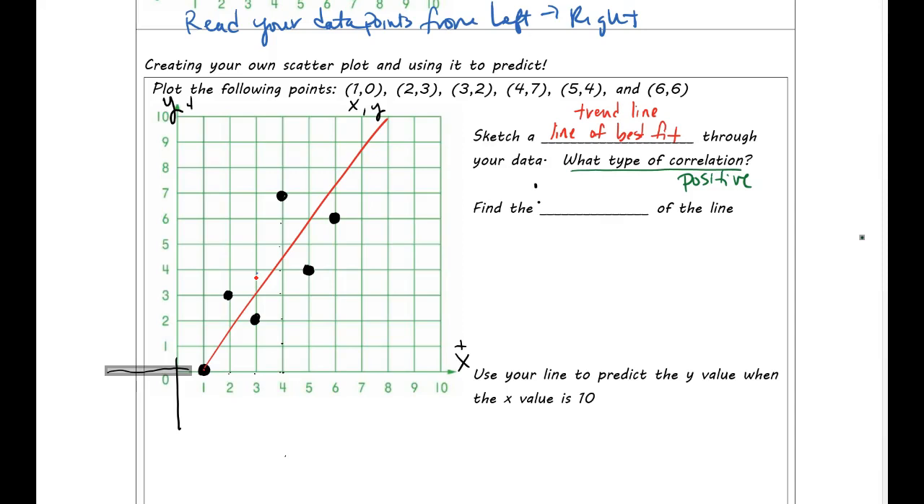So the first thing, before we make a prediction, right here it says find the blank of the line. Now you don't know what I'm going to ask for here. I'm going to ask for something called the slope of the line. If you haven't done slope before, slope is a measure of steepness. So we're going to measure the steepness. It's also called the average rate of change.